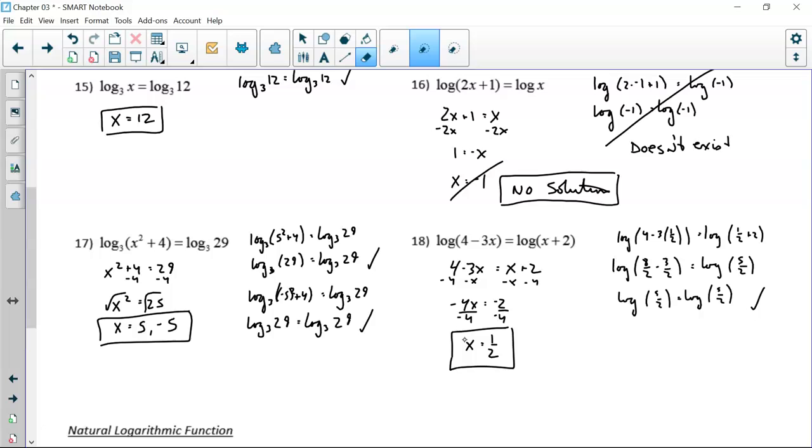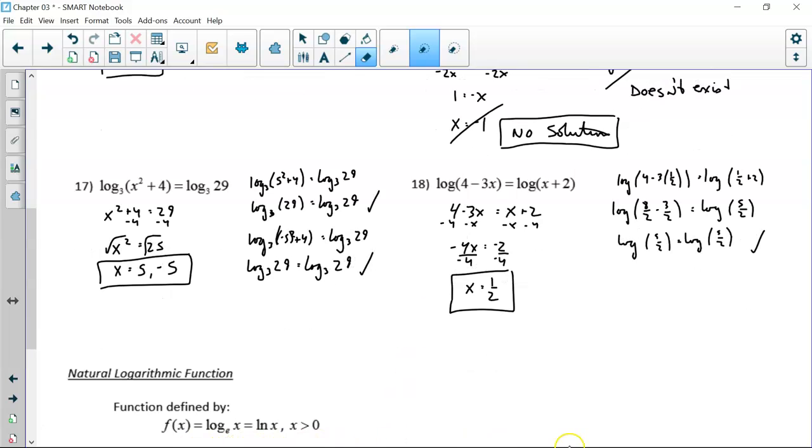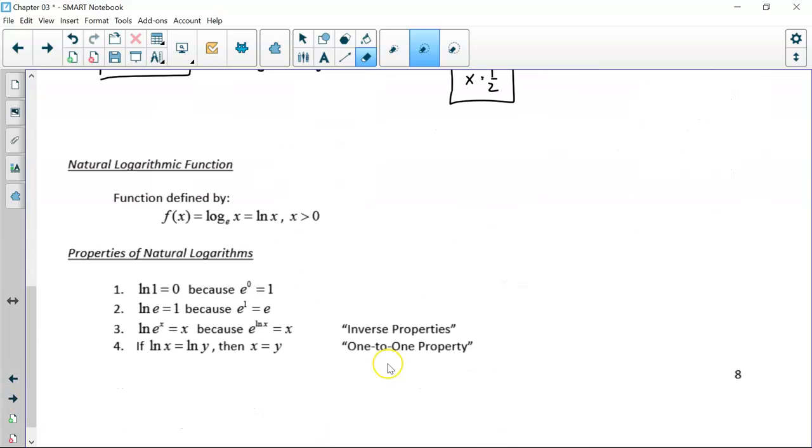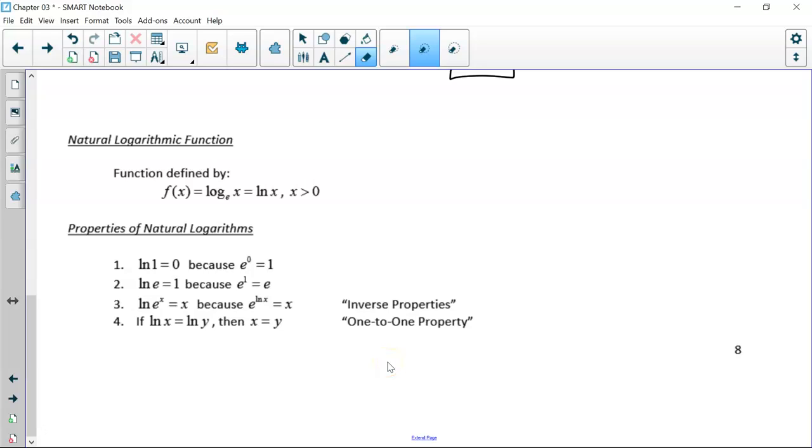Next, let's talk about the natural log functions. So natural log is log base e. Since we use it often, it has a name. Log base e is also known as the natural log. And that's right there. There's the properties. The first two are very similar. And even the last two, those inverse properties and one-to-one properties.